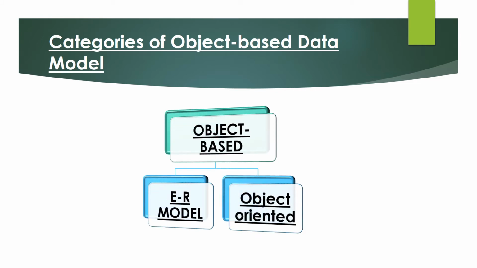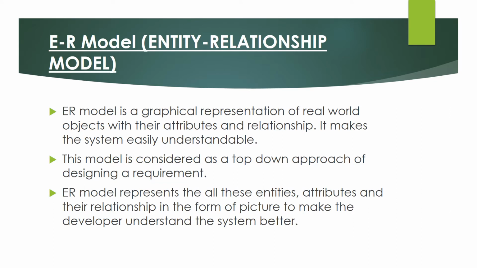Now basically we have two categories of object based data model. The first one is the ER model, that is the entity relationship model, and the second one is the object oriented model. In the coming slides we will discuss each one of them in detail. First we will discuss the ER model, that is the entity relationship model.